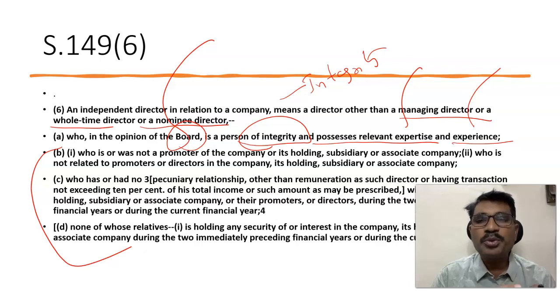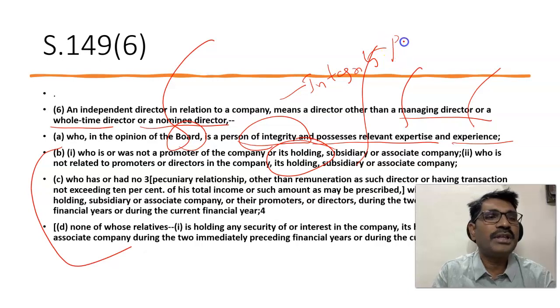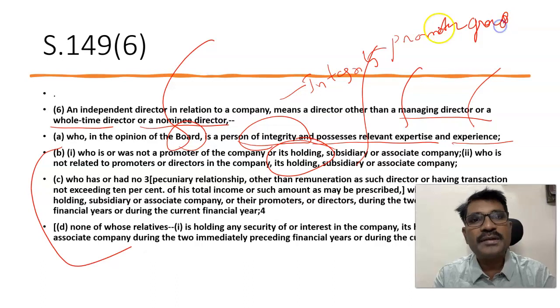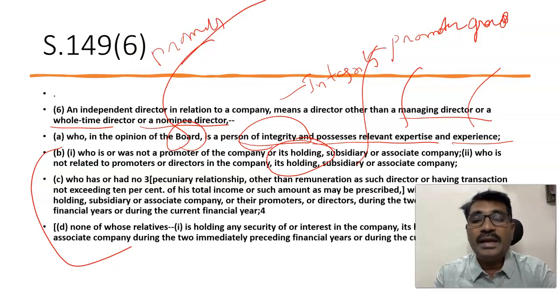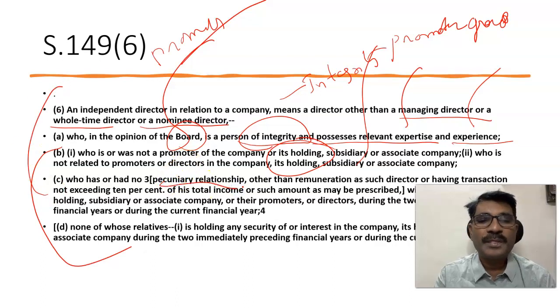I will see what the provisions are under Section 149, clause number 6. So point number 1: he should not be related to the promoters or the promoter group of companies. I will write it in simple terminology: promoters and promoter group of companies. And with regard to pecuniary relationships, he should not have a conflict of interest, right?